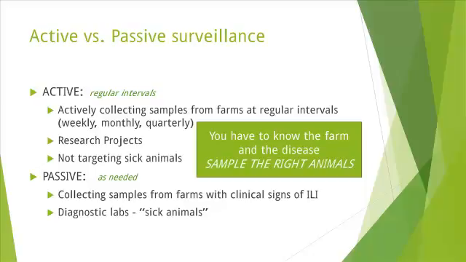So these tend to be the diagnostic lab samples that get forwarded to me. So it's regular versus as-needed sampling. And the key to this is you have to know the disease and the farm and how the disease is working on that farm to be sampling the right animals. So the example just before us, if you're not using a vaccine, you're probably going to find it in younger animals. If you are using a vaccine that is somewhat effective, you're going to have to go with older animals.